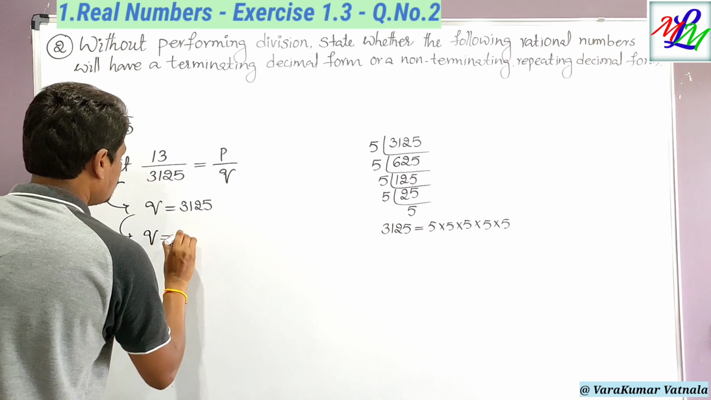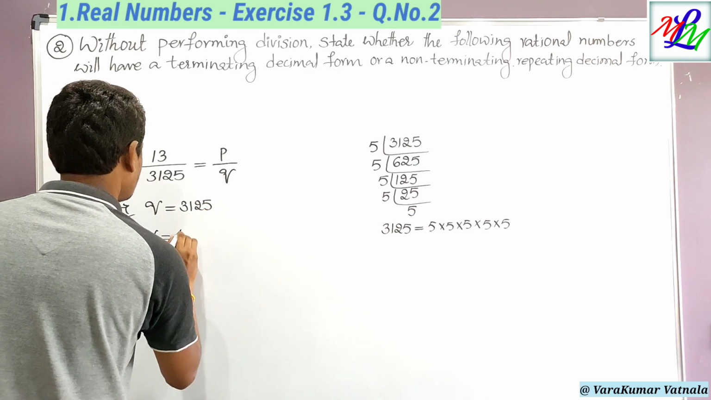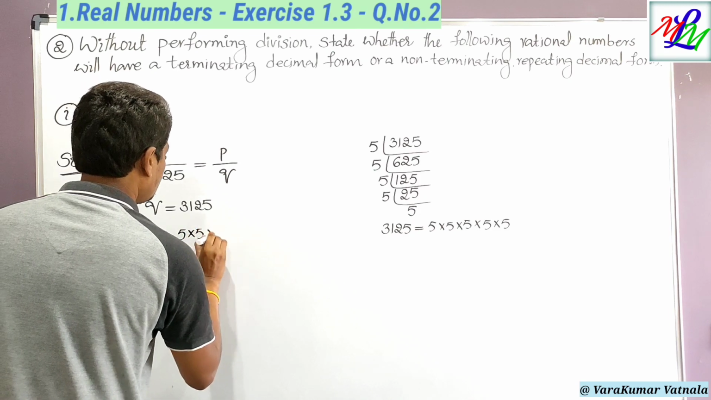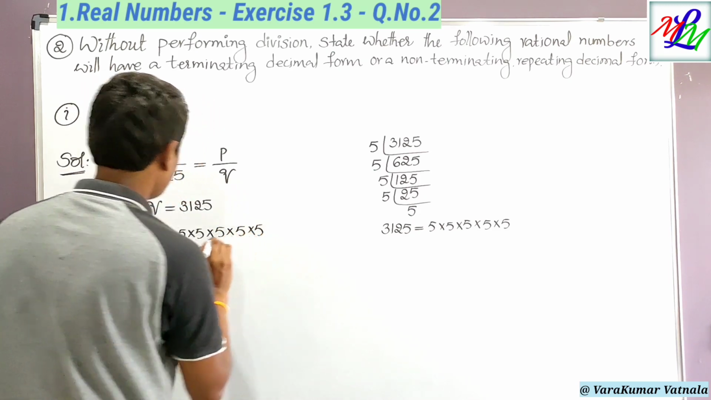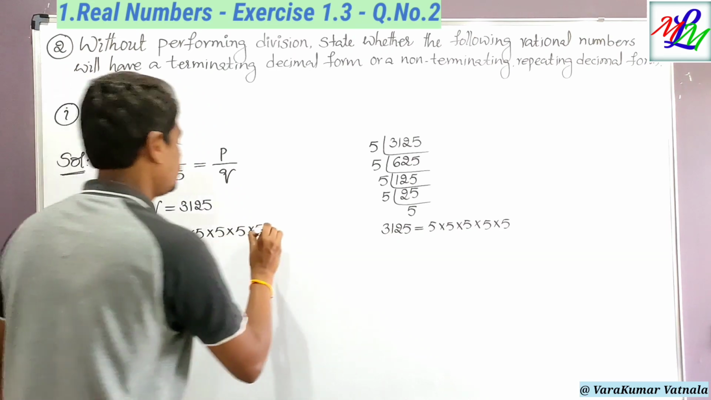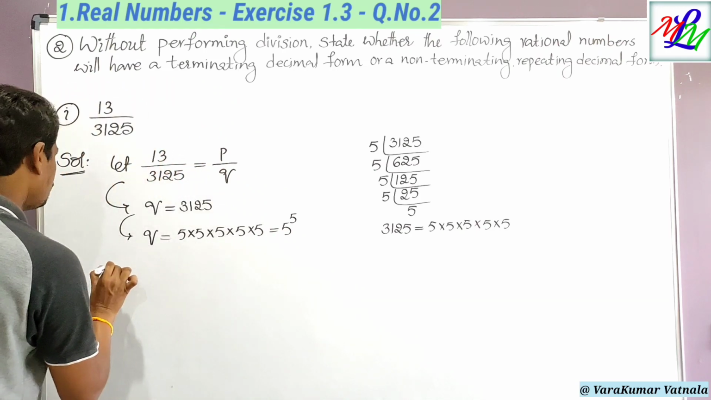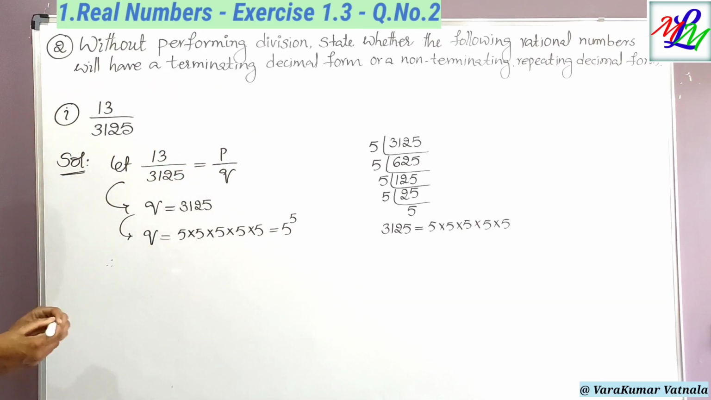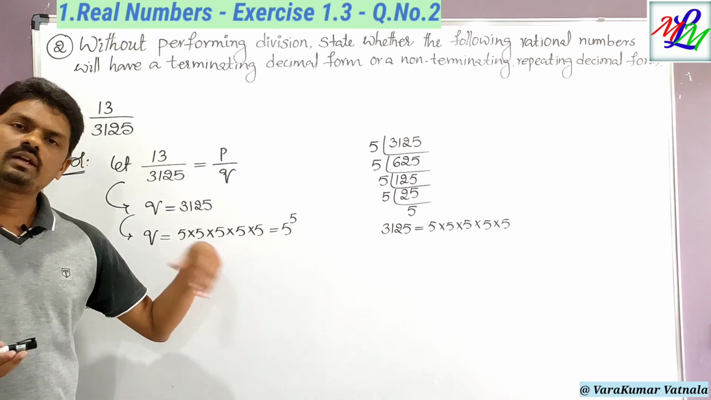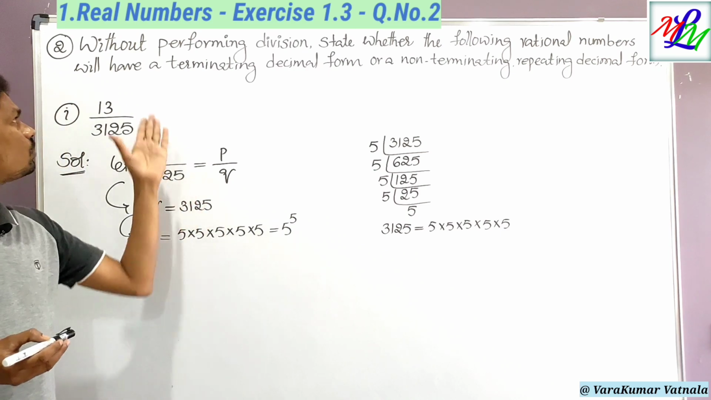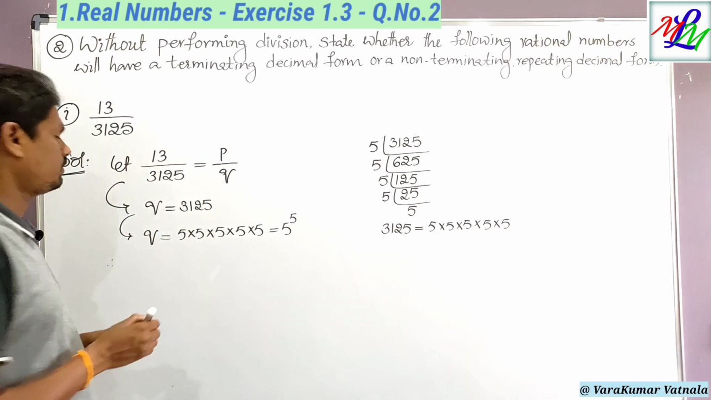q is equal to 3125. How can we write? 5 into 5 into 5 into 5 into 5. So how many 5s? 1 2 3 4 5. That is 5 to the power 5. So therefore we can write q is in the form of 2 to the power n into 5 to the power m. Therefore the given rational number will have a terminating decimal number.